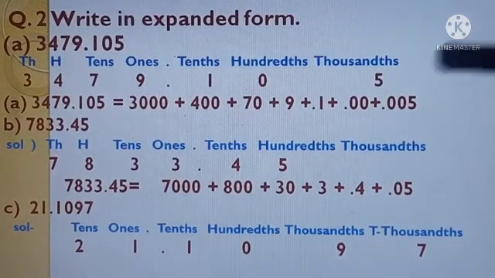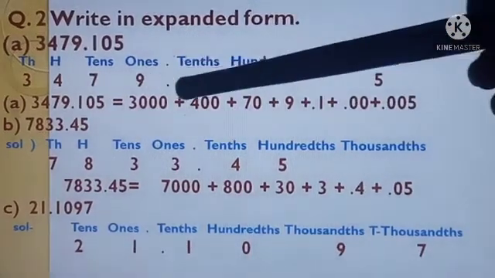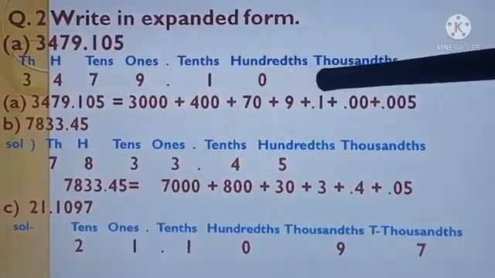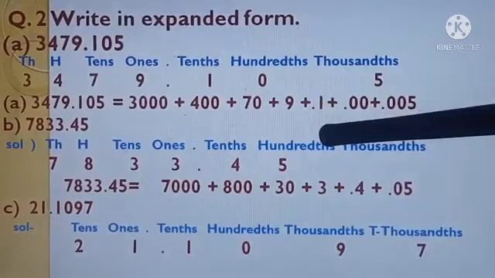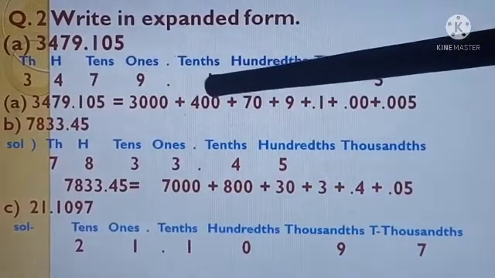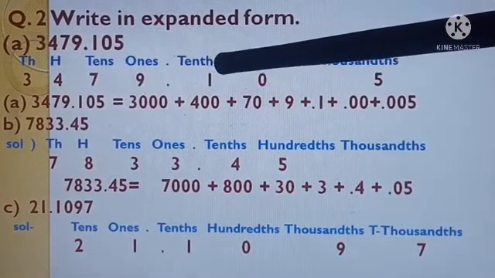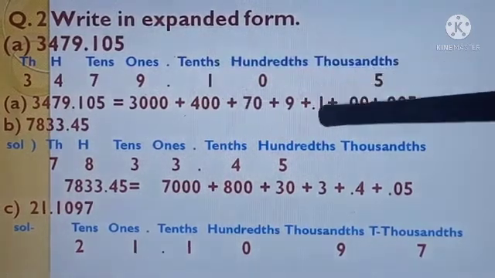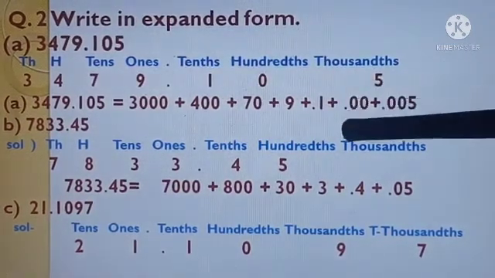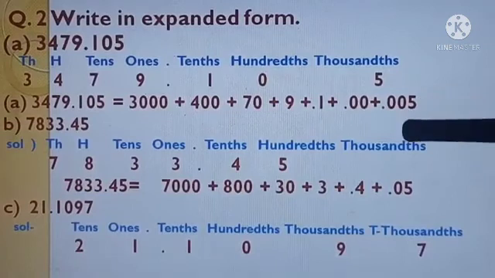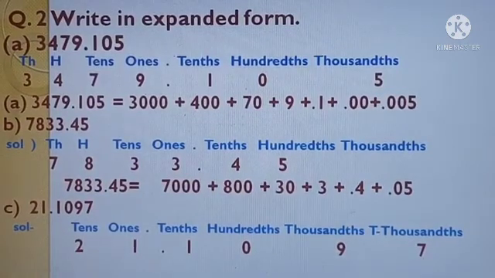If you want, you can write it 3000 plus 400 plus 70 plus 9 plus 1 upon 10. 10th after decimal. 10th is here, so it is 1 upon 10. Here 0 upon 100 and here 5 upon 1000. In fraction form also you can write down.